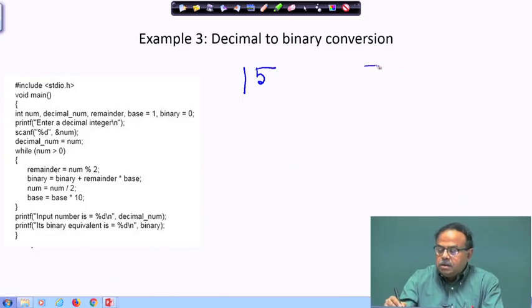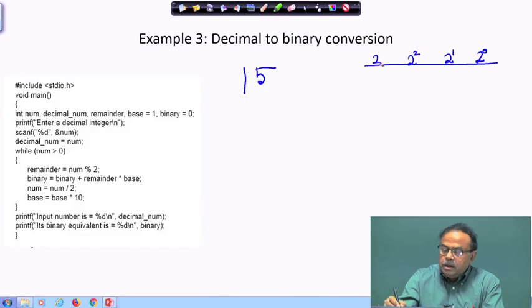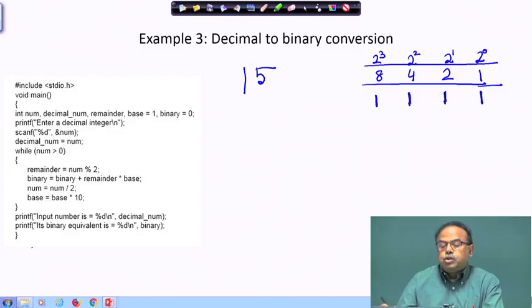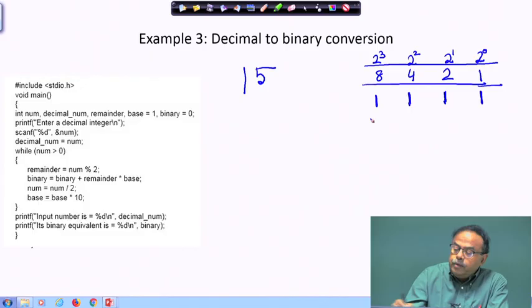To understand that, let us look at the weights of the different positions in binary. This one is with 2 to the power 0, 2 to the power 1, 2 to the power 2, 2 to the power 3. That means, this is 8, 4, 2, 1. Now, 15 if I have to have, I must have a 1 here and 7 more. So, 1 here, 8 and 4, 12, and 1 here, 12, 13, 14 and 15. All these should be 1. Okay. So, can we find this out?